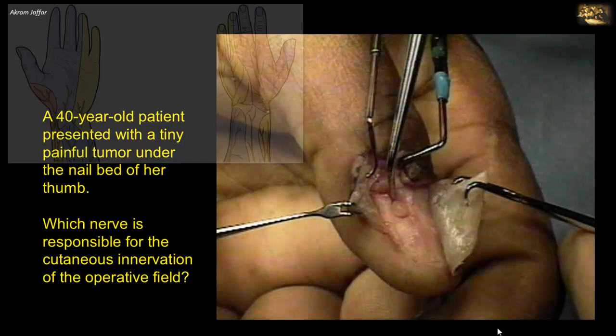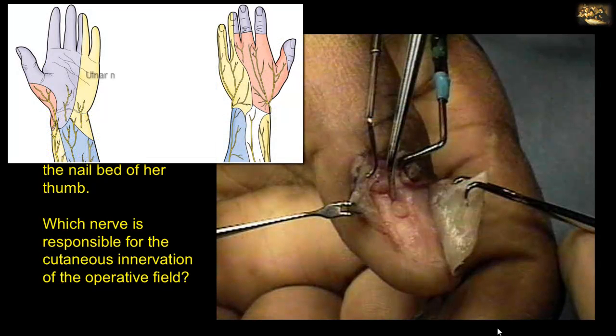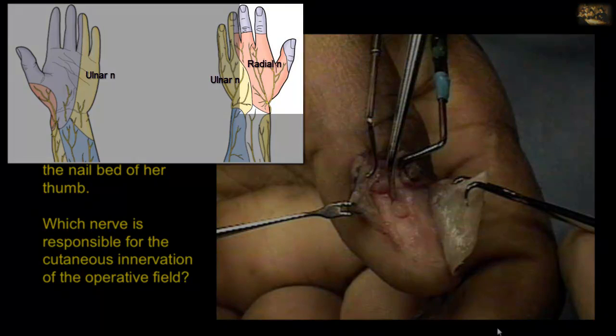3 nerves participate in the cutaneous innervation of the hand. The ulnar nerve, as a whole, supplies the palmar and dorsal aspect of the medial third of the hand and the medial 1.5 digits. The superficial branch of the radial nerve is a purely cutaneous branch that supplies the skin of the radial 2/3 of the dorsum of the hand and the radial 3.5 digits, but proximal to the nail beds. Thus, it doesn't supply the nail bed of the thumb, which is operated on in this patient.